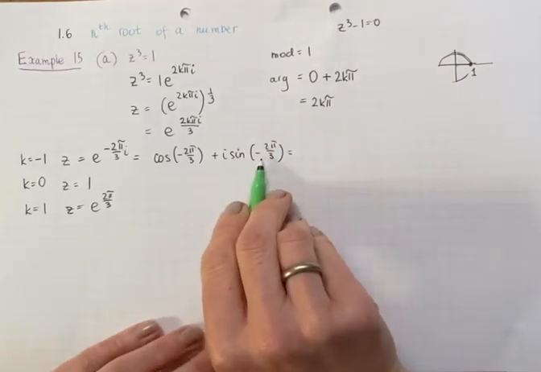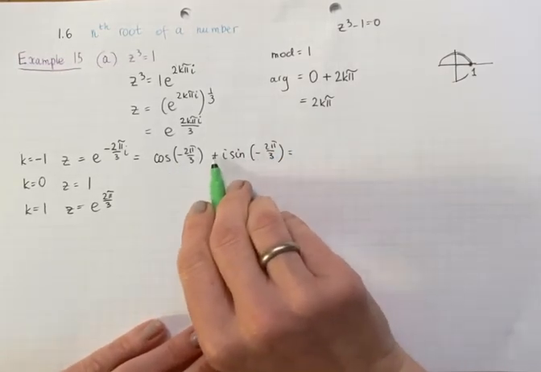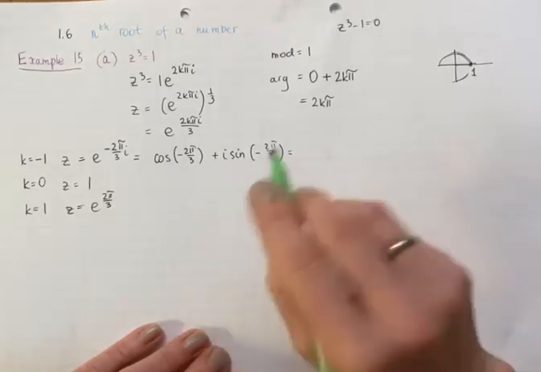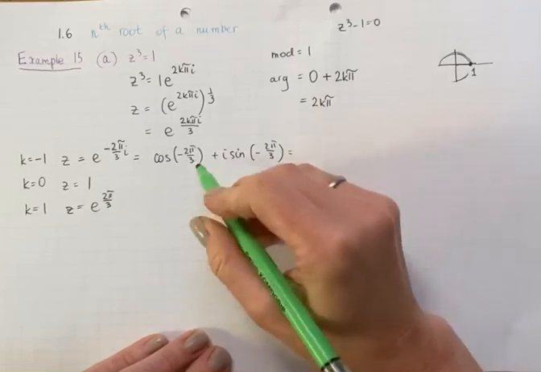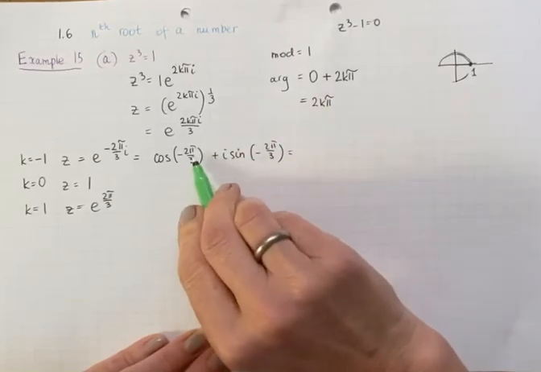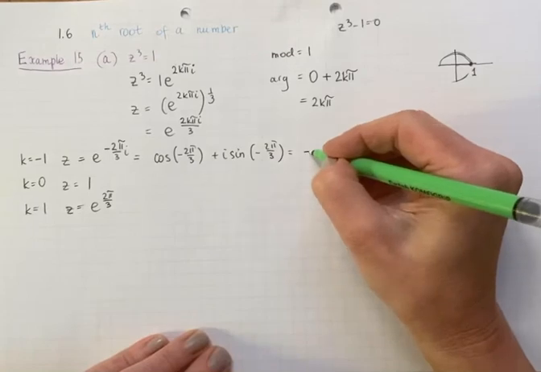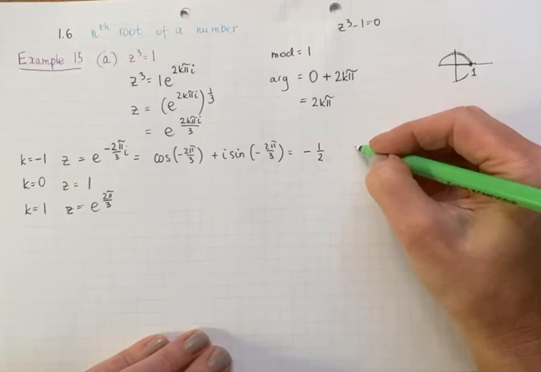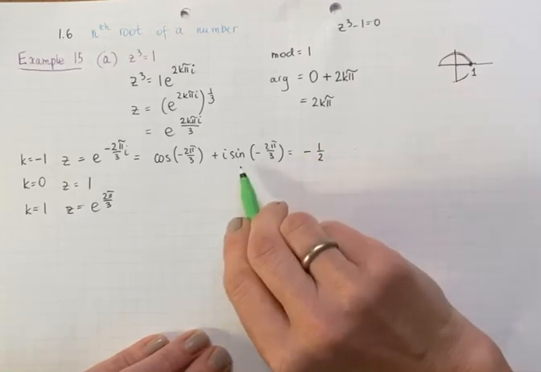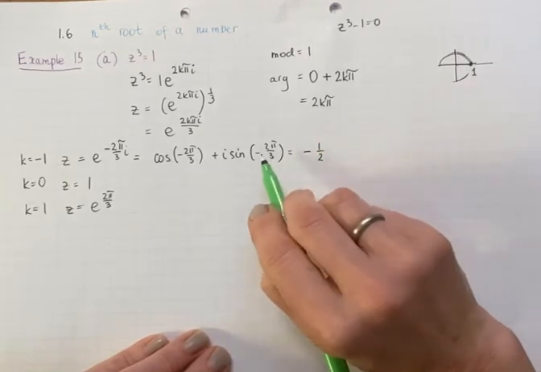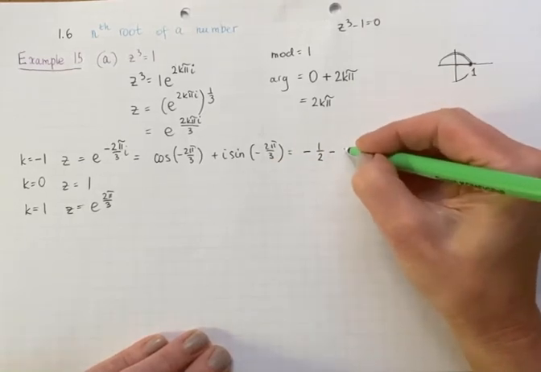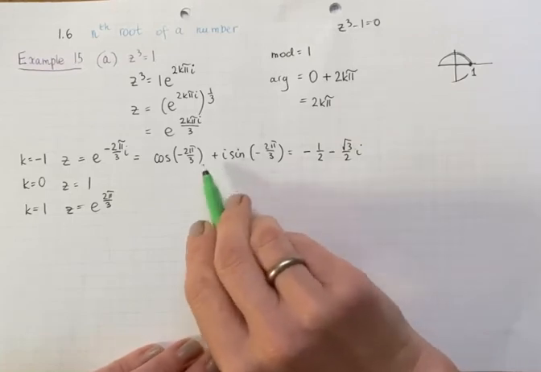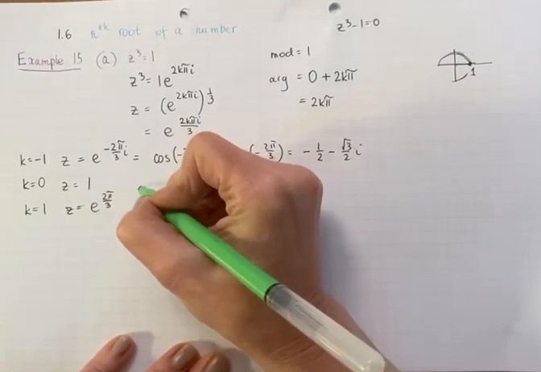If I ask you for this form, you leave it like this. Don't take the minus in front of the i sine bit. Just leave it like this. Let's just work it out. Cos minus 2 pi over 3 is going to be minus a half, and sine is also negative, minus root 3 over 2 i. We are in the third quadrant, so both sine and cos are negative.